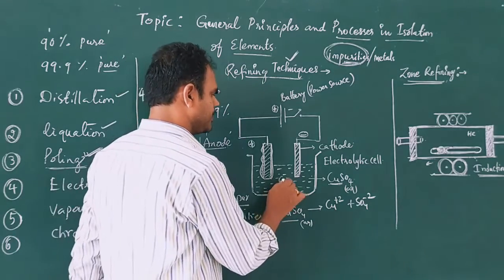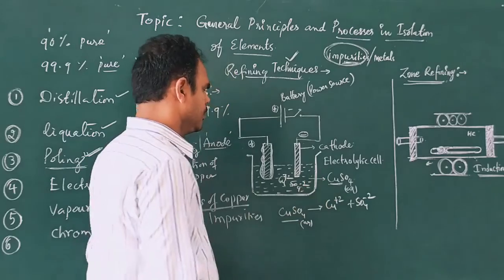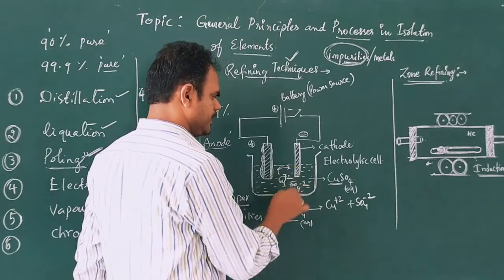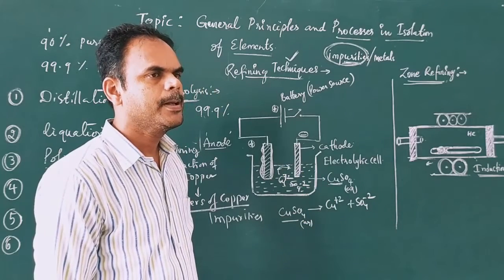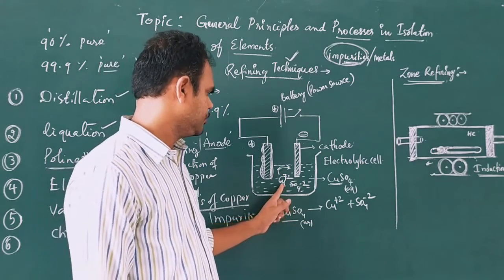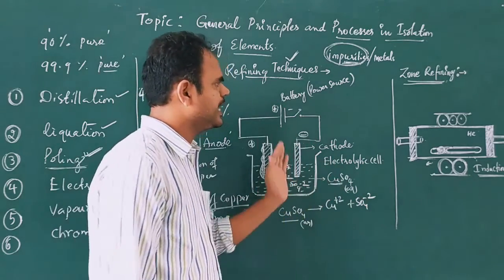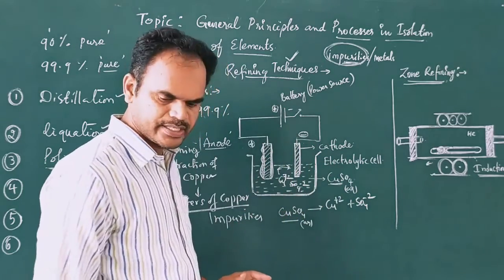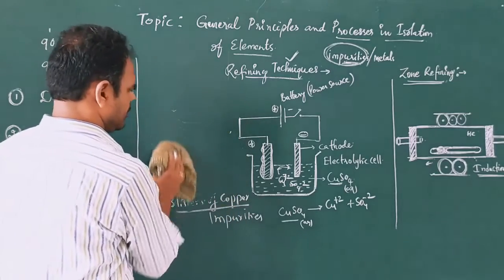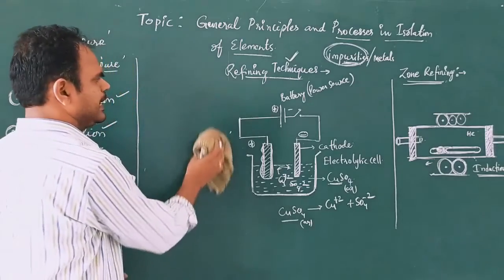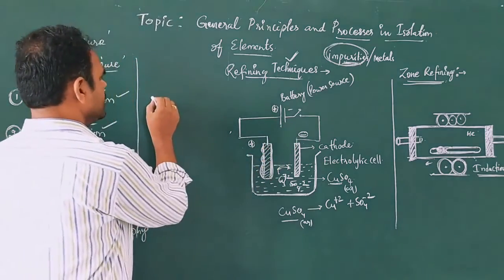Once the cupric ions and sulfate ions are formed, where will these ions move? The cupric ions will move towards the cathode. Why will the cupric ions move towards the cathode? Because the cathode is a source of electrons. Since it is connected to the negative terminal, the cathode provides electrons.